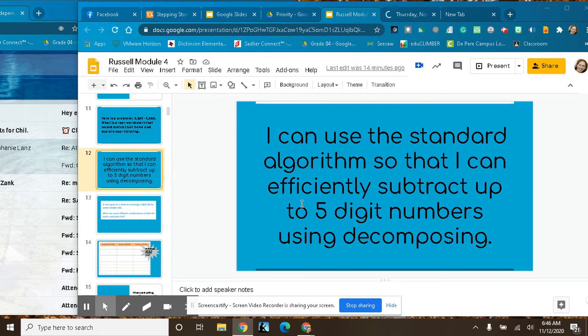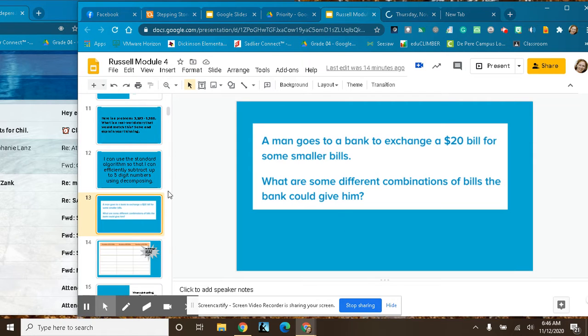And our target for today is I can use the standard algorithm so that I can efficiently subtract up to 5-digit numbers using decomposing. If you're not familiar right now with that term decomposing, you will be. Once again, this increases our comfort with numbers and our ability to work with numbers, so we understand what we are doing, that we are not just carrying a 1.